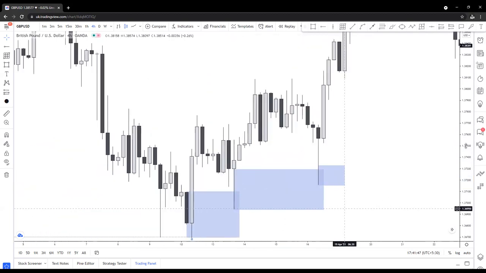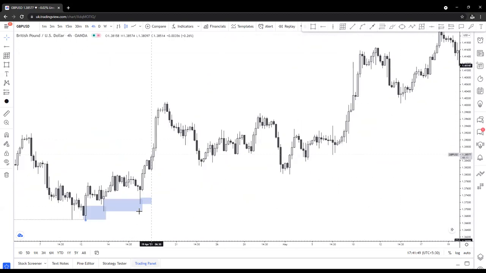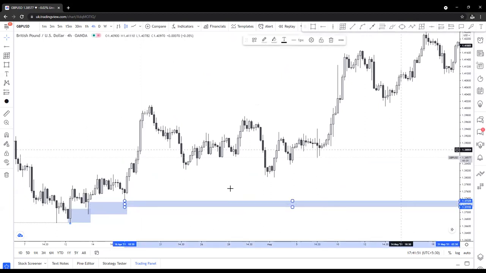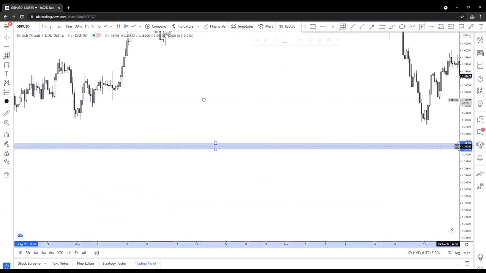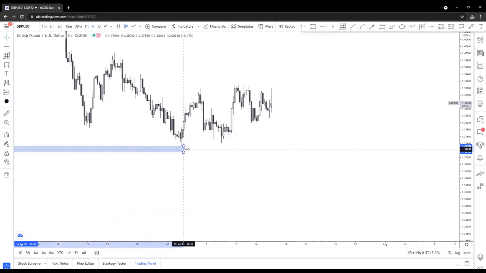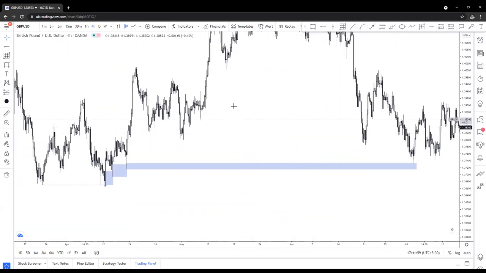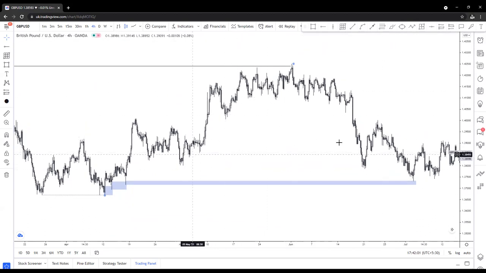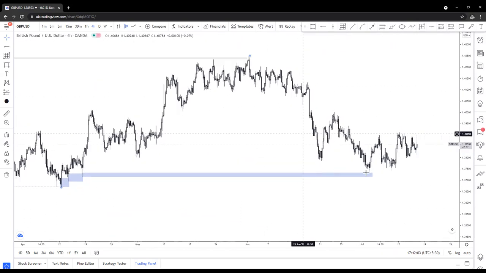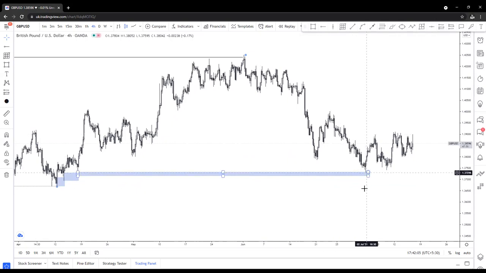See, on the 50%. See how price came into it. See how accurate. We didn't even need to go to a lower time frame to refine it. Just from the 4 hour, we got it. That's exactly where price came in. So that's what I did.